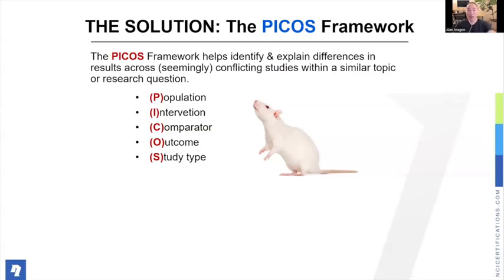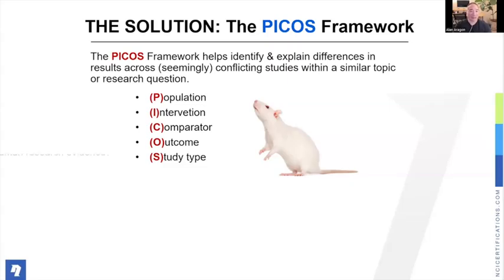You just run them through the battery of PICOS, and the differences in the methodology will jump out at you. And I'll reiterate that a lot of times it's just differences in the population that make all the differences in the results. And sometimes with the intervention, it's just differences in the dose of the experimental treatment or agent. Differences in the dose can make all the difference in the results.